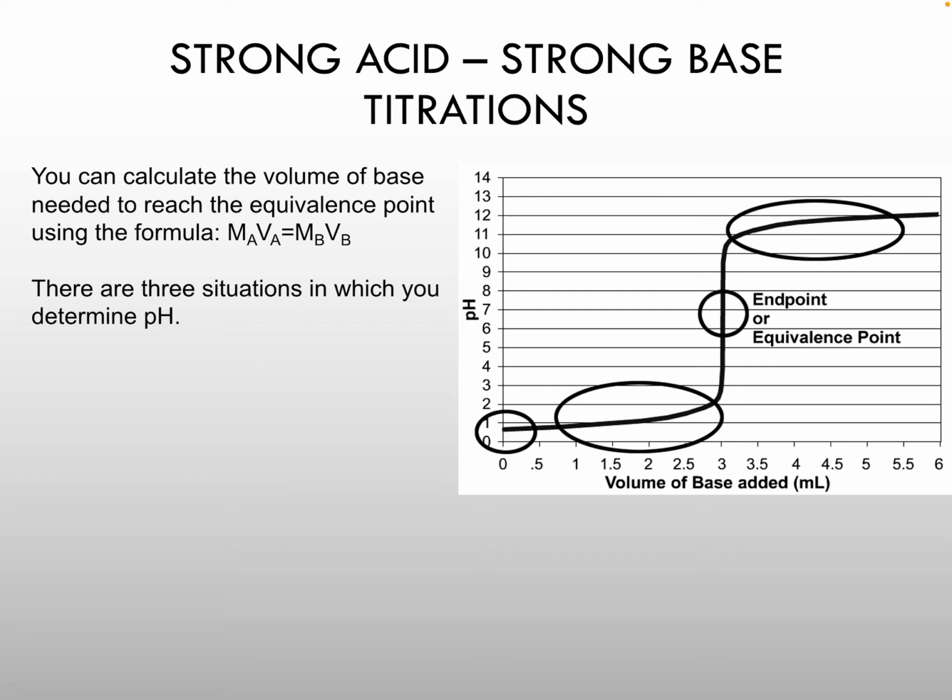So you need to be able to do calculations in 4 different places. Okay. And we're going to go through and talk about each one of these. When you need to figure out the volume of base that you need to add to get to the equivalence point, you can do that by knowing the concentration and volume of your acid and the molarity of your base.